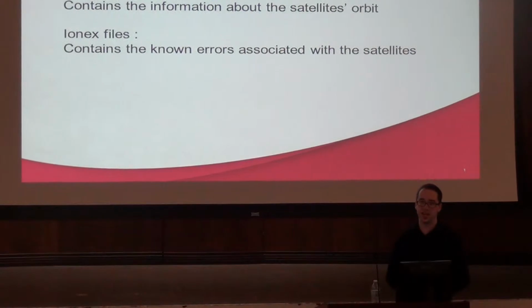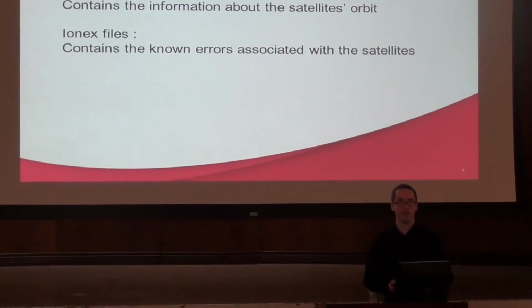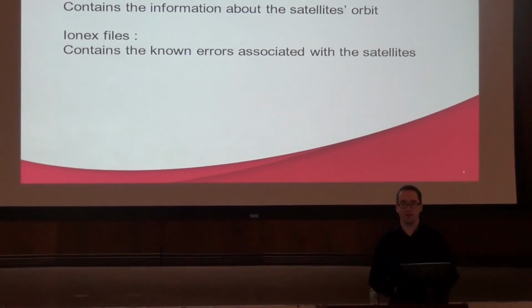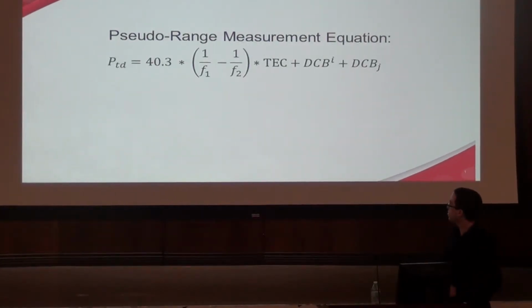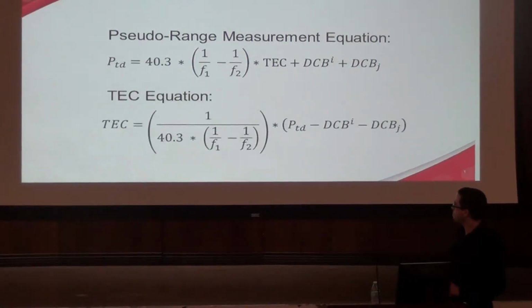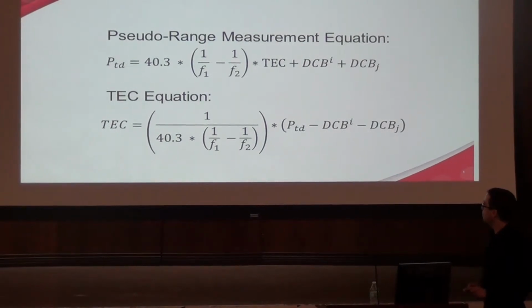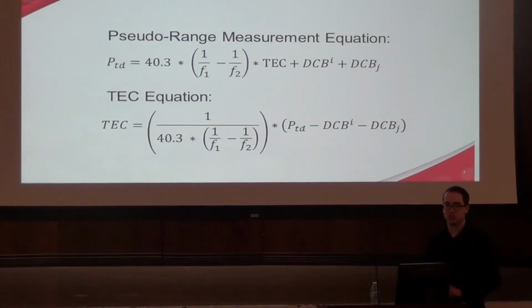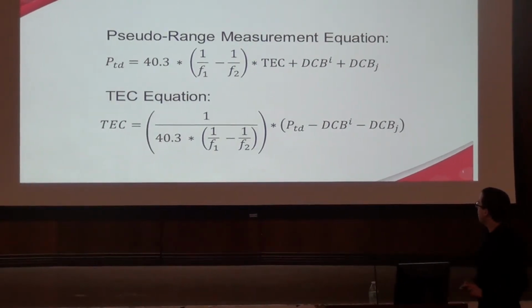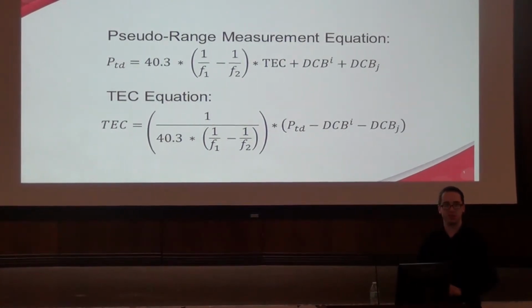SP3 files just contain the satellite orbit information, while IONEX files contain the known errors. And these are the two equations that I use. You notice that F1 and F2 are two different frequencies in the GPS. The DCBI and the DCBJ are basically the receiver and satellite errors.